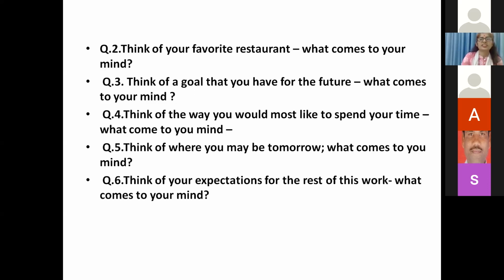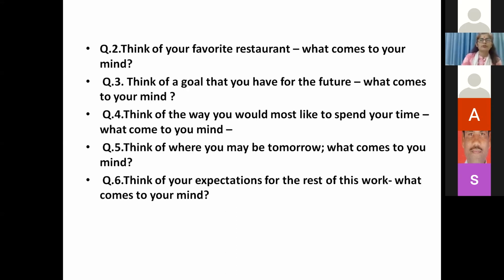Question number 6, think of your expectations for the rest of this work. What comes to your mind? Rest of this work means what we are doing, what this questionnaire is, what is going to be done at the end. I hope you have done till question number 6. In total, 12 questions we have to do. Now, next is the 6th question I would show through the screen.